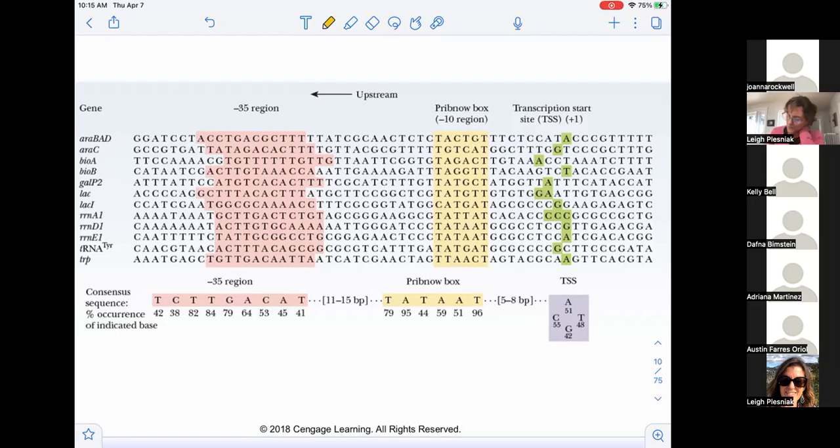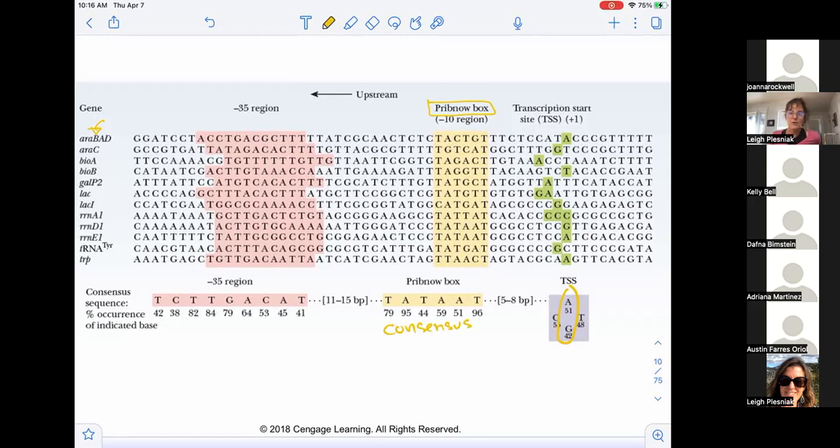Okay, so +1 is almost always a purine. The -10 region, these are all different sequences of promoters in E. coli. So these are genes that are transcribed or operons, and these are the associated promoters. The -10 region is called the Pribnow box. If you line them all up, the most common nucleotide in each position of the Pribnow box is called the consensus. The consensus sequence for the Pribnow box is TATAAT.